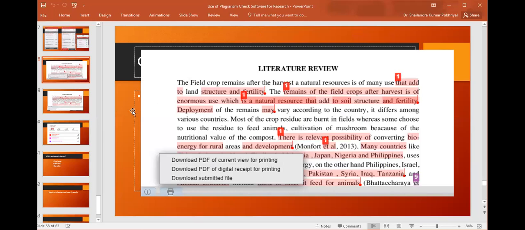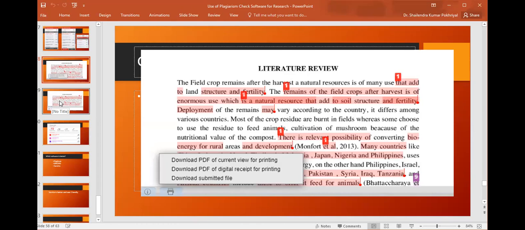So in the next slide, you are able to download the report. You can see here 3 options are given: download PDF of current view for printing, download PDF of digital receipt for printing, download submitted file. If you download the submitted file, you will get the original file. And basically you have to download the PDF of digital receipt for printing. That is the report you have to submit to your supervisor.